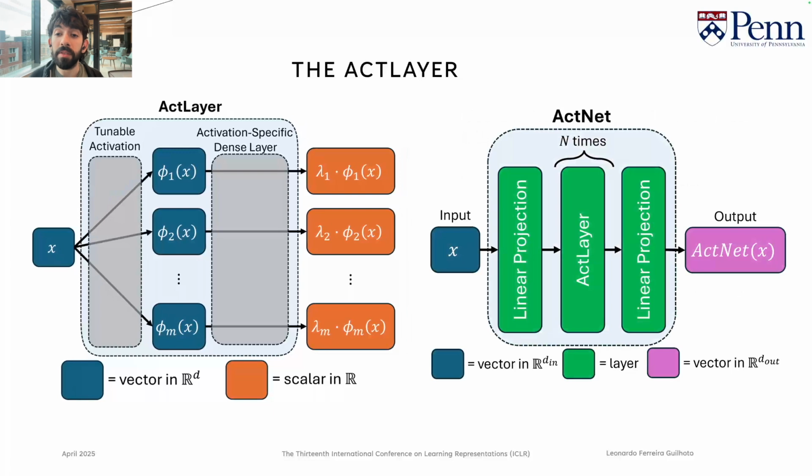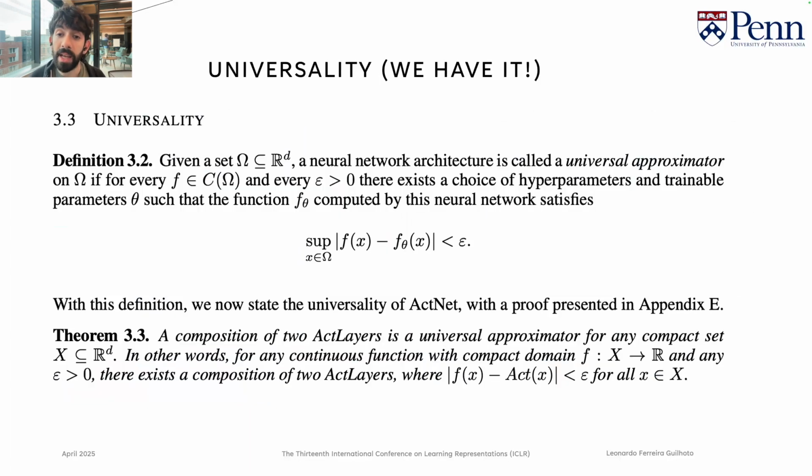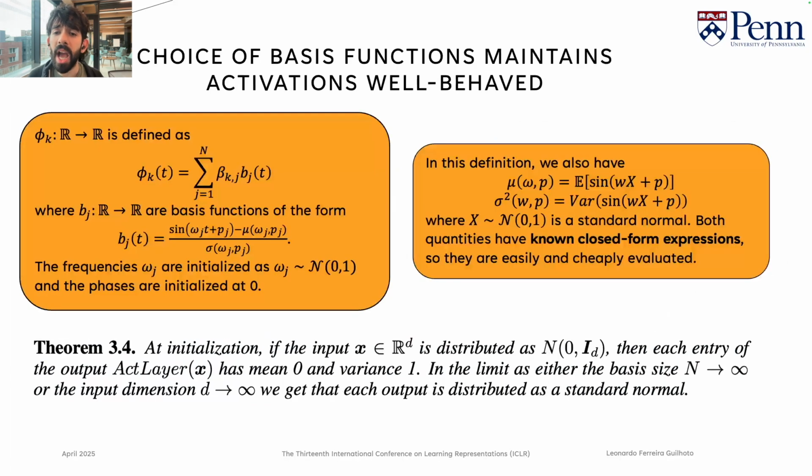By composing many of these layers together, we then create an ActNet. This architecture also uses linear projections at the beginning and end of the network, which boosts performance in some tasks. ActNet boasts universal approximation properties, which are derived from Laczkovich's version of the KST. By designing a suitable basis for the inner functions, we ensure stable intermediate activations, allowing us to train deeper architectures.